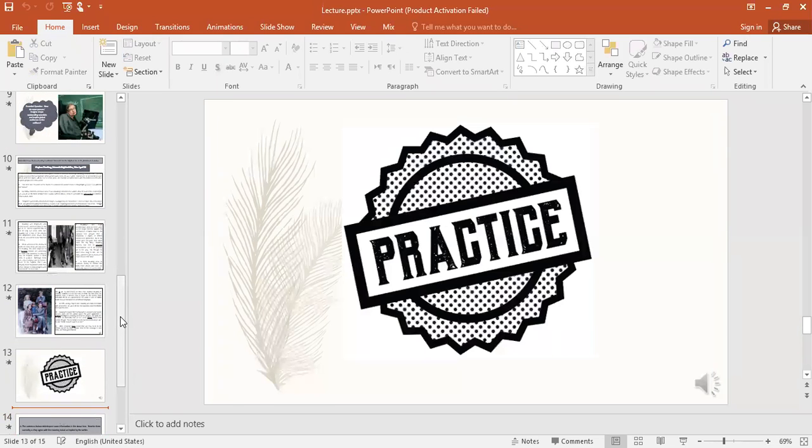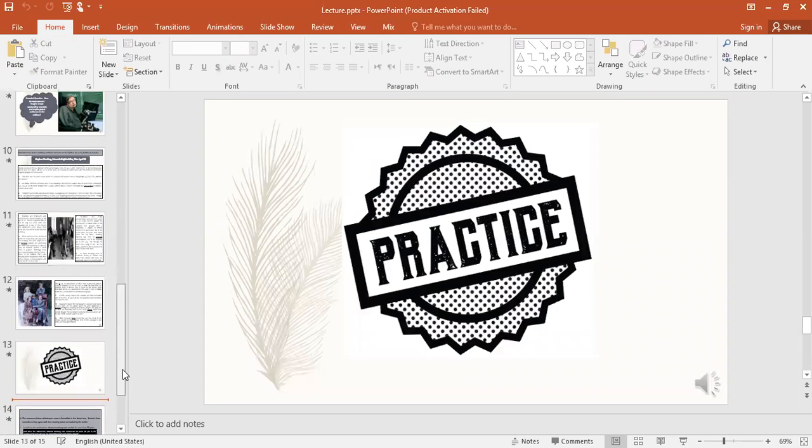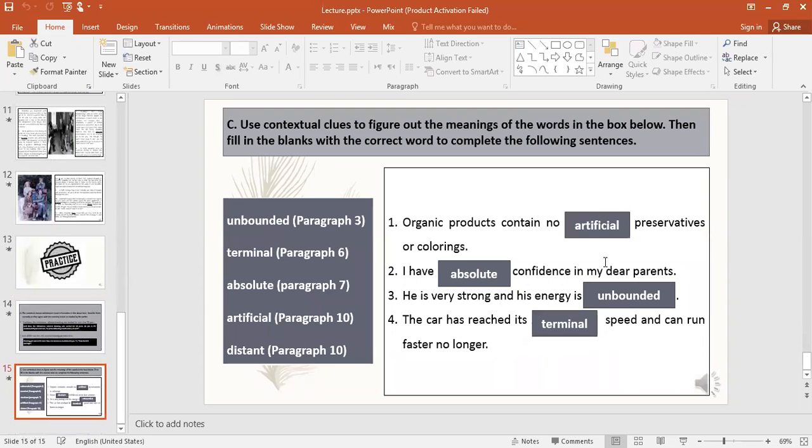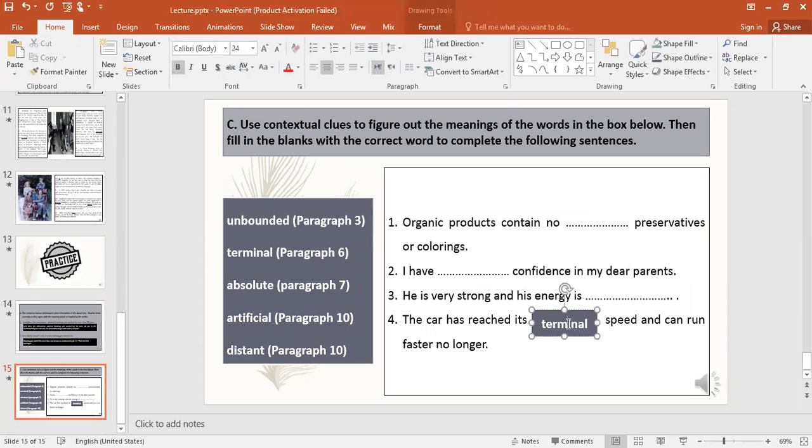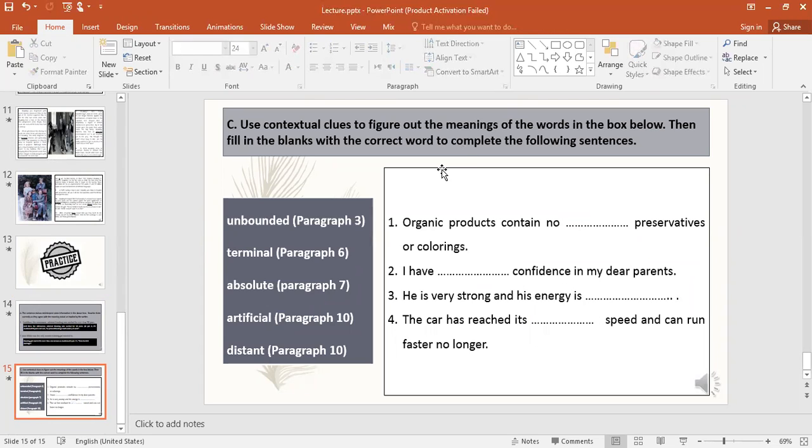Let's now move to the last question. Use contextual clues to figure out the meanings of the words in the box below, then fill in the blanks with the correct word to complete the following sentences.